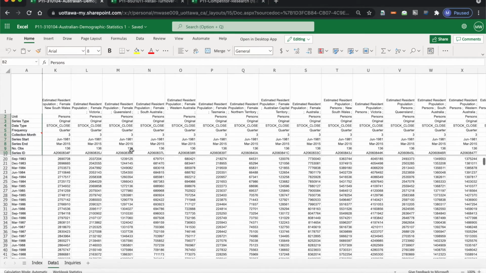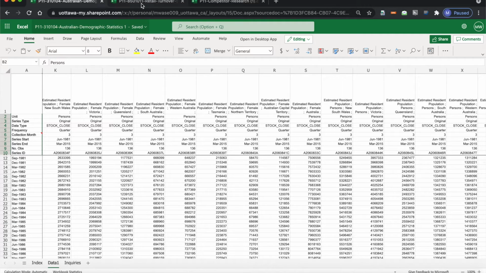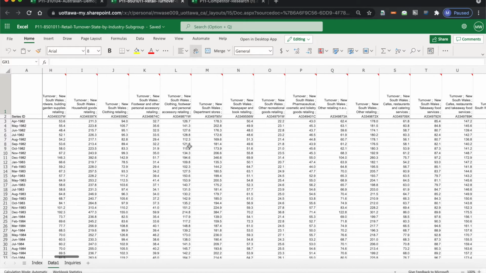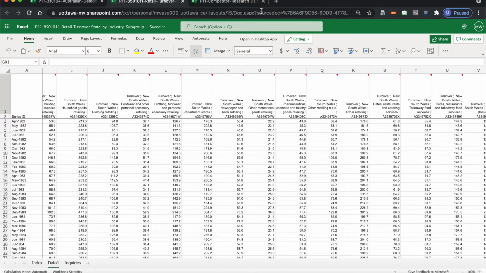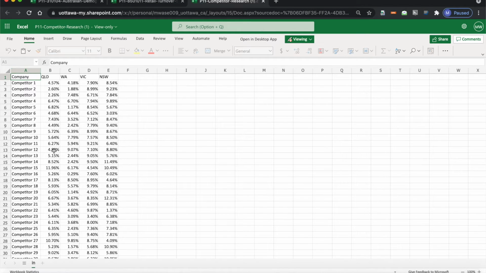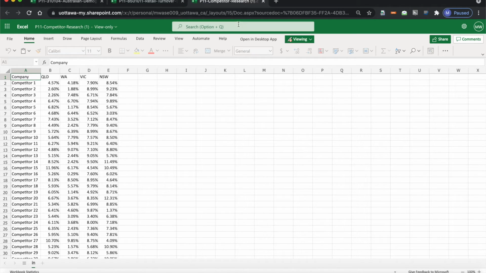In order to do this project, I'm using three datasets. The first dataset contains the demographic information of Australia. The second dataset contains information on the retail turnover by industry in each of the states. And last but not least, this dataset contains the competitors' information already operating in the three states the company is looking to expand into. The data provided here are fictional.